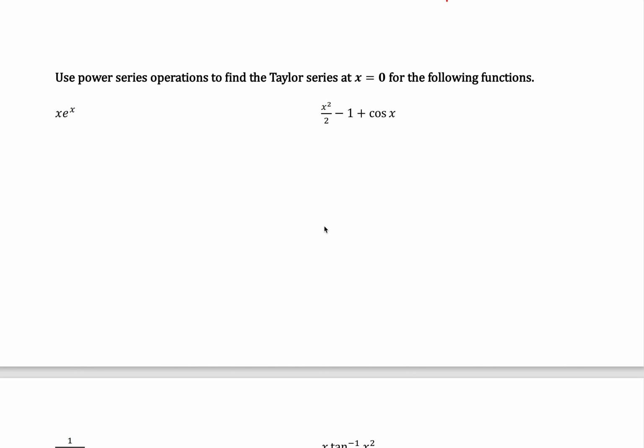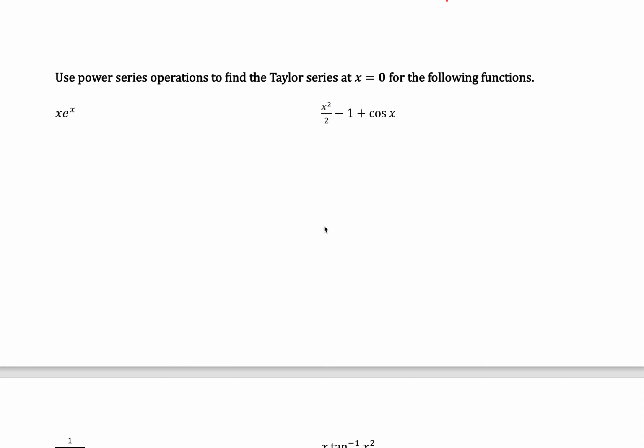So I've got 4 examples here that say use power series operations. We are allowed to add 2 series together. We can multiply, things like that. It says define Taylor series at x equals 0. So again, that's the a value being 0 for the following functions.